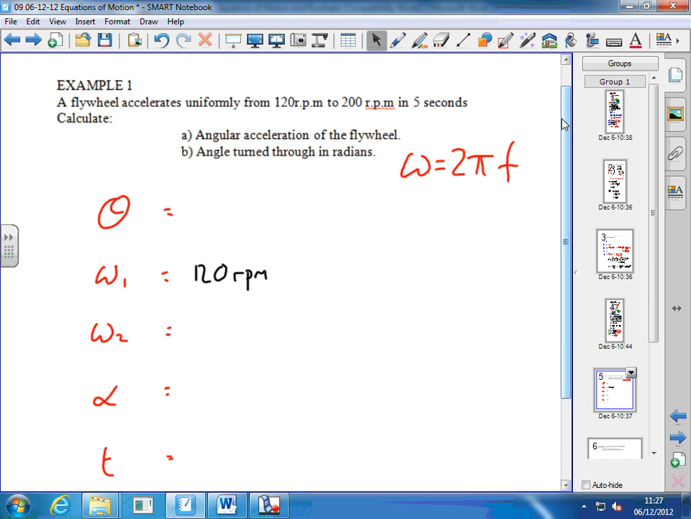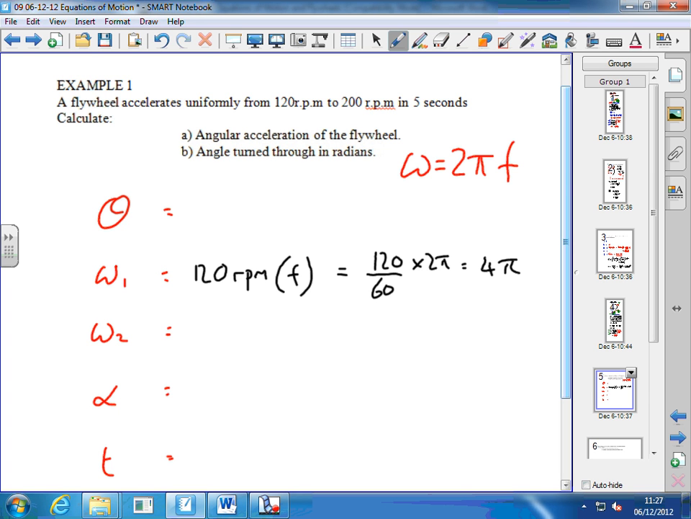So the frequency is 120 RPM. So we need to multiply that by 2 pi, but also we need to do something else. So what's that? Yeah, put it into seconds. So in fact, omega 1 is going to equal 120 over 60, which is turning that into revolutions per second, and then multiplied by 2 pi, which gives us 2 times 2 pi, which is 4 pi.